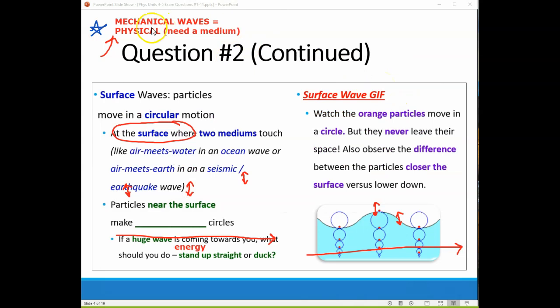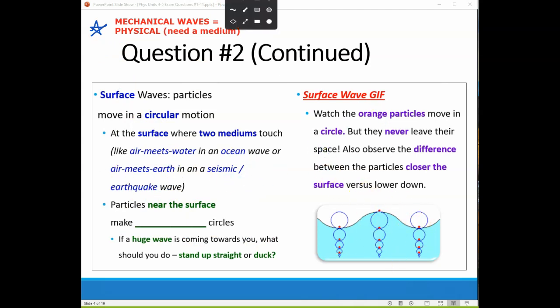2 continued, taking a look at surface waves. Again, surface waves, just like everything we've talked about so far, are still a mechanical wave, all right? And so they will still require a medium of some sort. They are a physical type of wave. So surface waves, the particles actually move in a circular motion, and they happen at surfaces. So where the two surfaces of a medium touch, that is where a surface wave will happen.